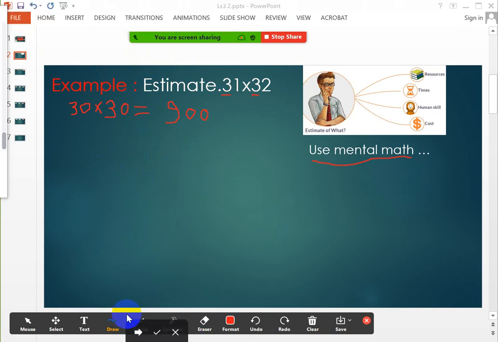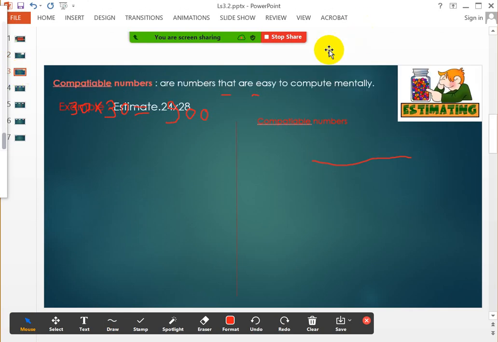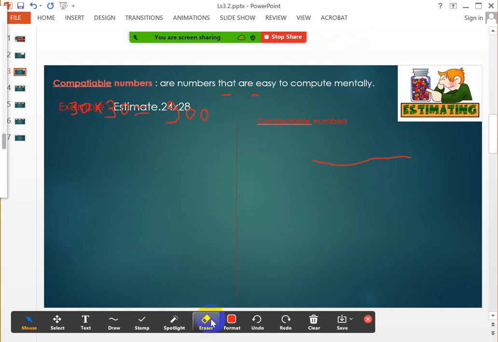So there is another strategy. Yes, let's move to the next example. If I want to find the answer for this multiplication, 24 multiply 28, how will I find the answer? There is another strategy. We name this strategy compatible numbers. What does that mean?